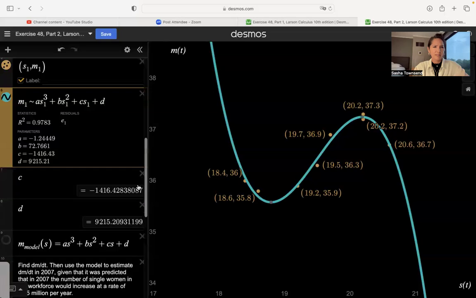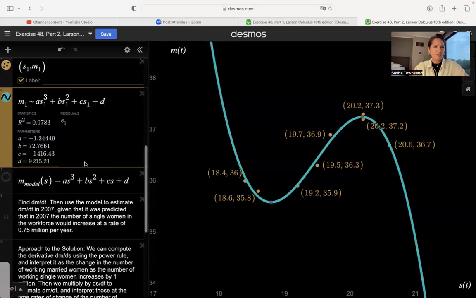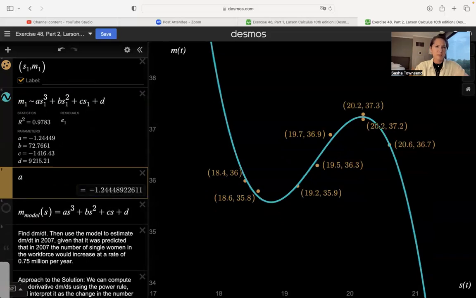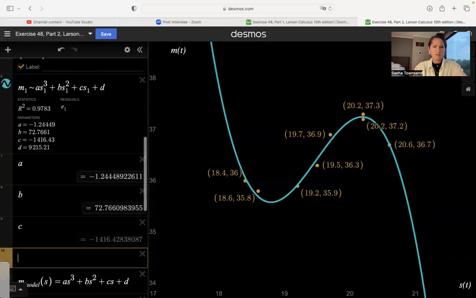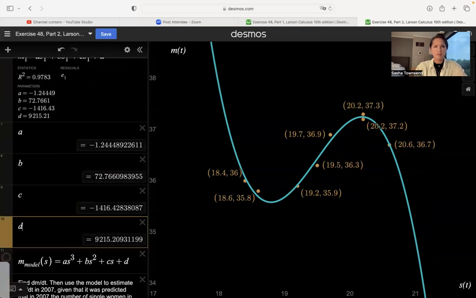So it automatically stores those values. But if you want to see them, you can just type A equals, B equals, C equals, D equals, and you can see the values. It's saving a lot of decimal places for that A, B, C, and D. And so our model, where M is the number of married women in the workforce in millions as a function of the number of single women in the workforce, is this AS cubed plus BS squared plus CS plus D.